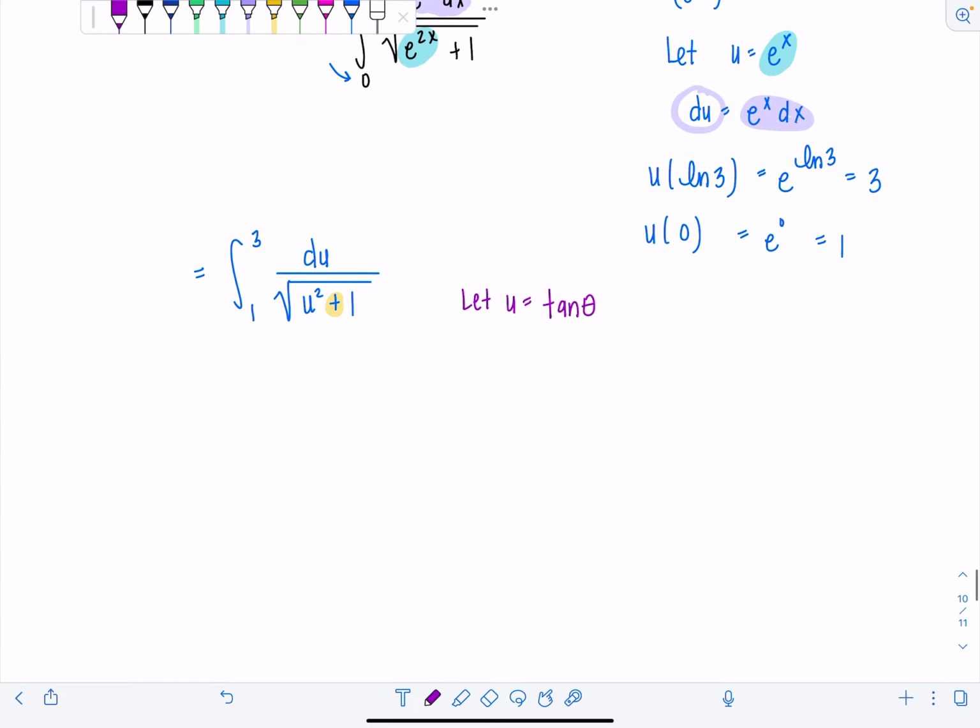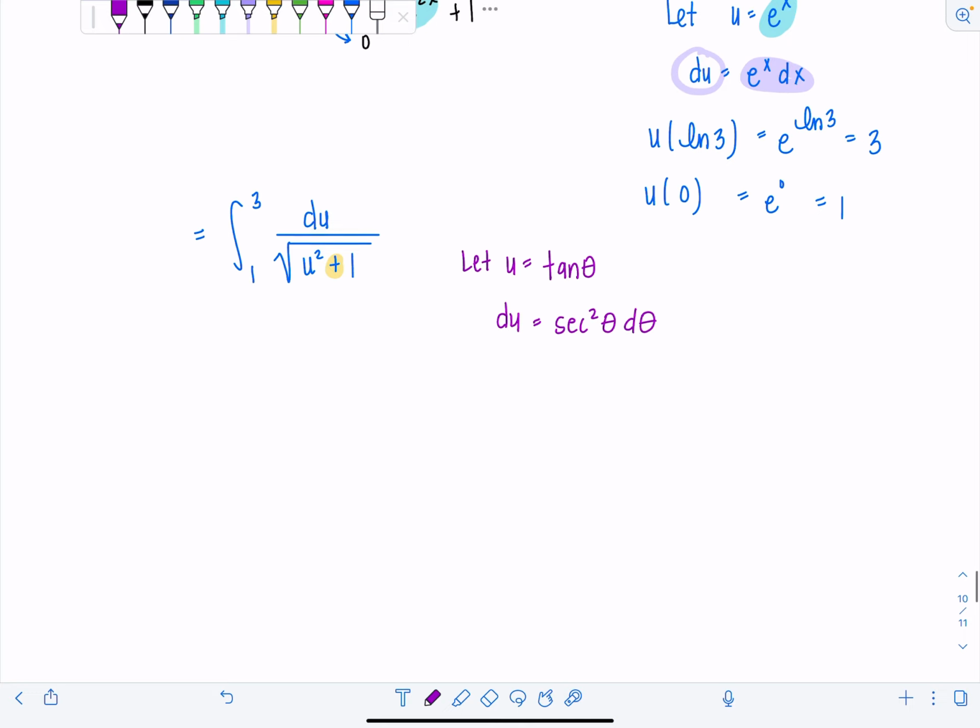Good. So then I want to change everything in my integral to be in terms of theta. So du would be secant squared theta d theta. Now this is a different kind of substitution, right? So we have to be a little bit careful here.